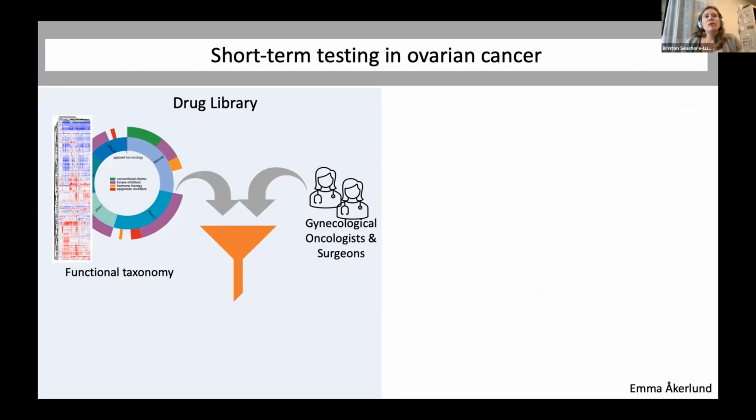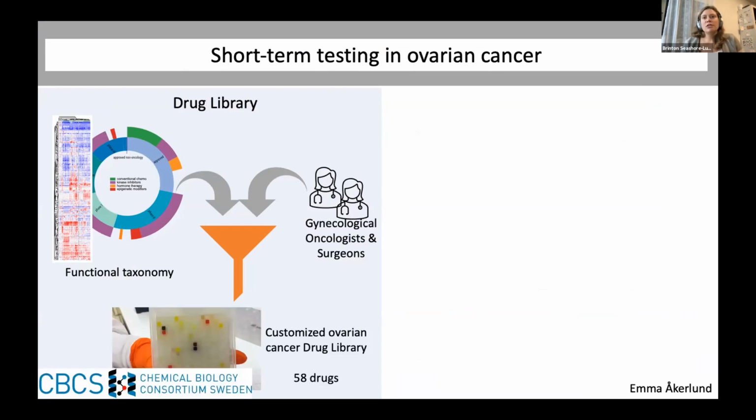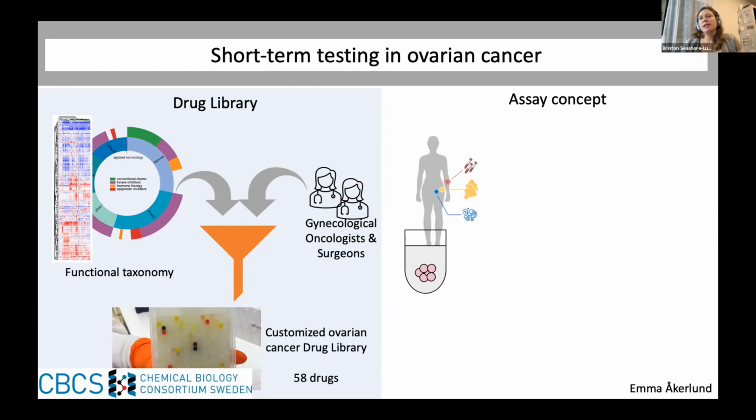This is where we first designed a drug library that's specific to ovarian cancer. We used input from both the gynecological oncologists and surgeons, as well as information from our functional taxonomy that we created before. We've created a customized drug library with around 58 drugs, including some combinations. And instead of trying to grow models, we're plating the cells directly into ULA plates, which stands for ultra low attachment, when they're U-bottom shaped, so that the cells form spheroids or aggregates in the plates.